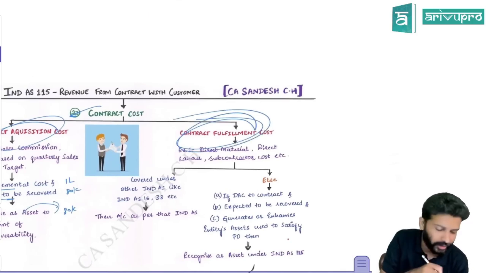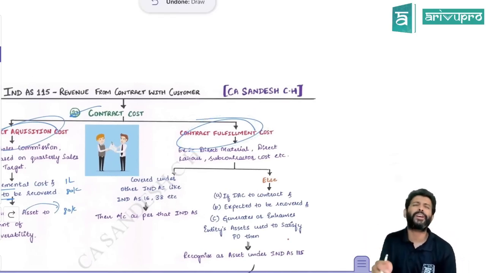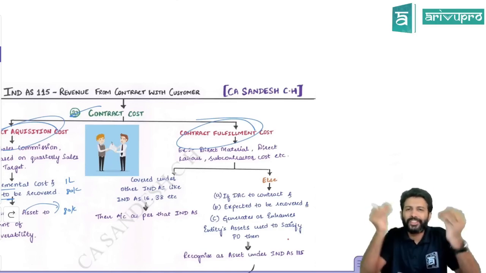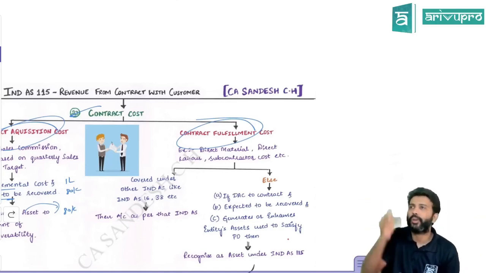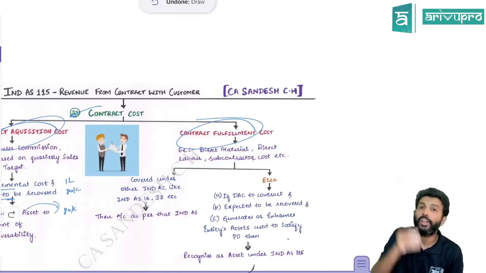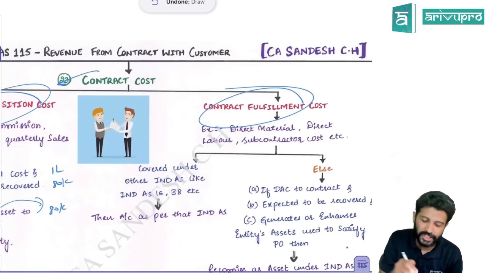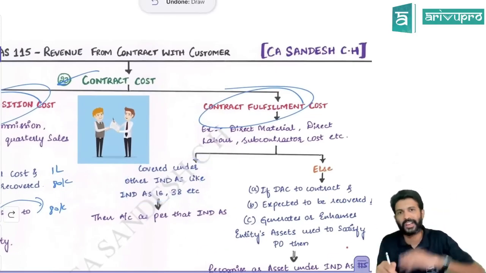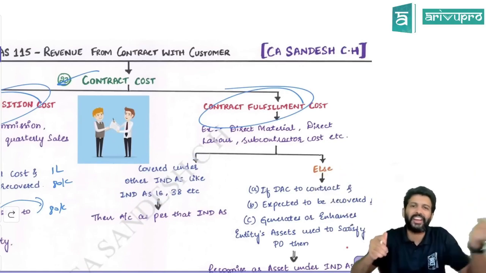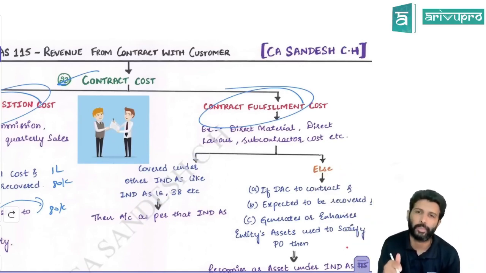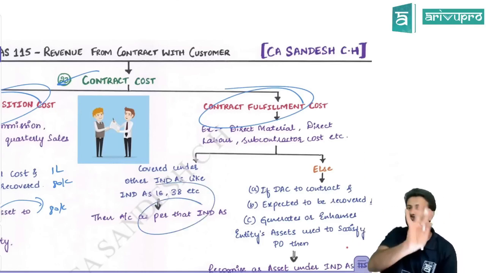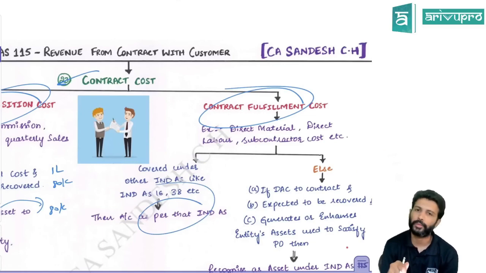And then you could have some contract fulfillment cost also. Contract fulfillment cost, as the name itself says, means to execute the contract you will incur some cost, like to construct the building, you'll have to incur material cost, labor cost, etc. So if you have contract fulfillment cost, first check if it is covered under other IND AS, like IND AS 2, IND AS 16, IND AS 38, 40. If another standard is covering this, then you account for it as per that IND AS only. No need to account for it as per IND AS 115.